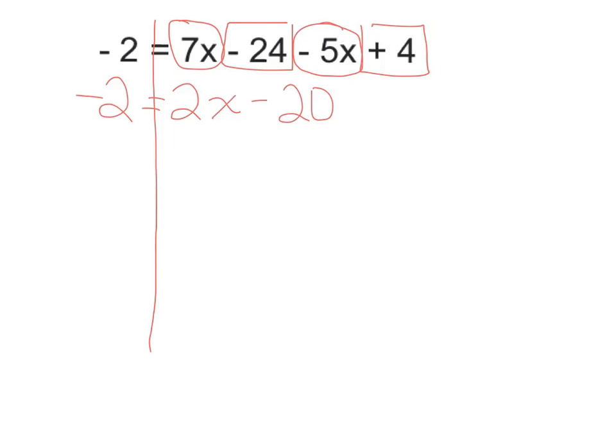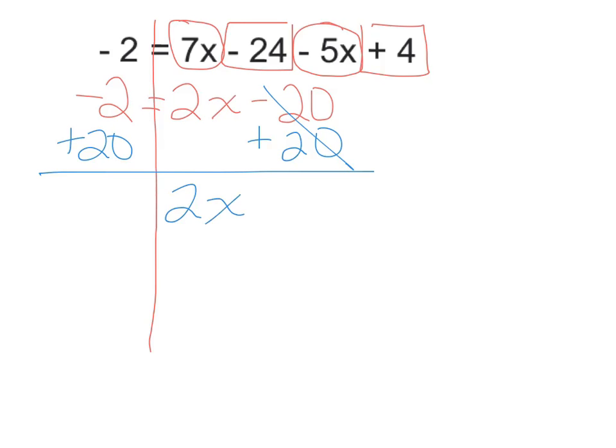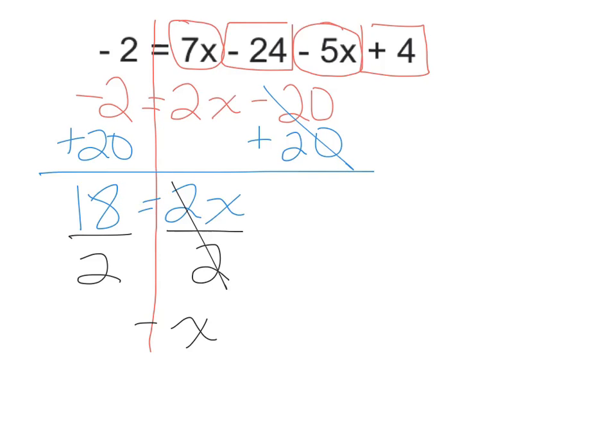From here, we now have our two-step equation. We will add 20 to both sides. These 20s cancel. I have 2x left over, and then on this side, negative 2 plus 20 is positive 18. And our last step is to divide by 2, and these 2s cancel, so x equals 18 divided by 2, which is 9.